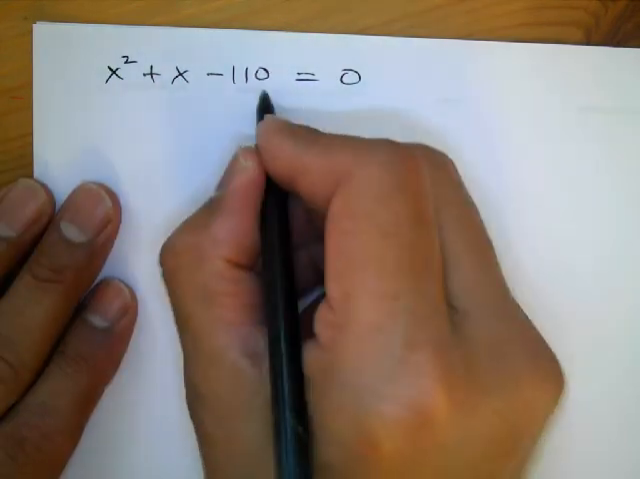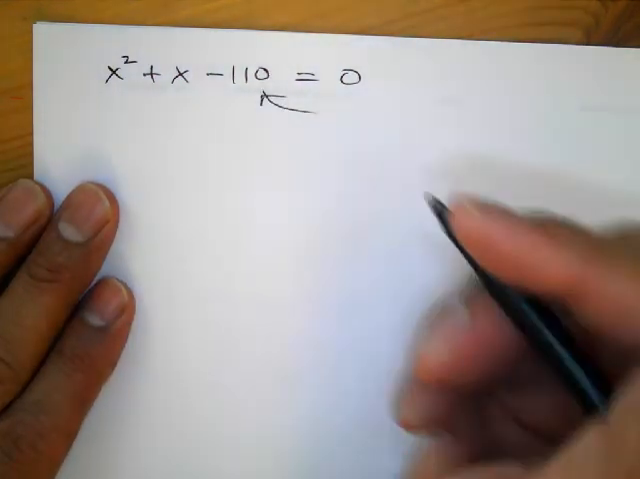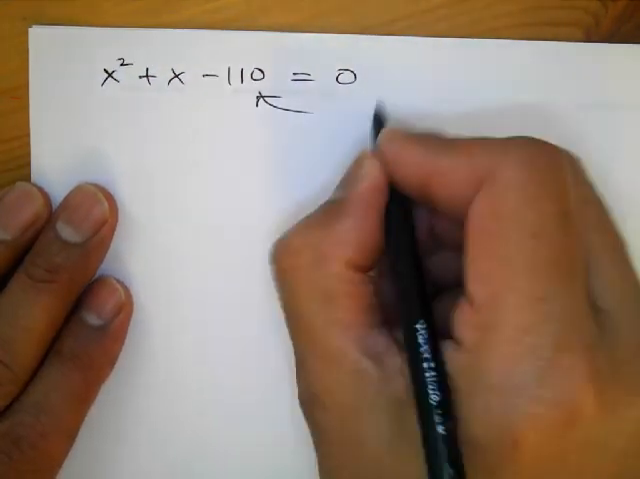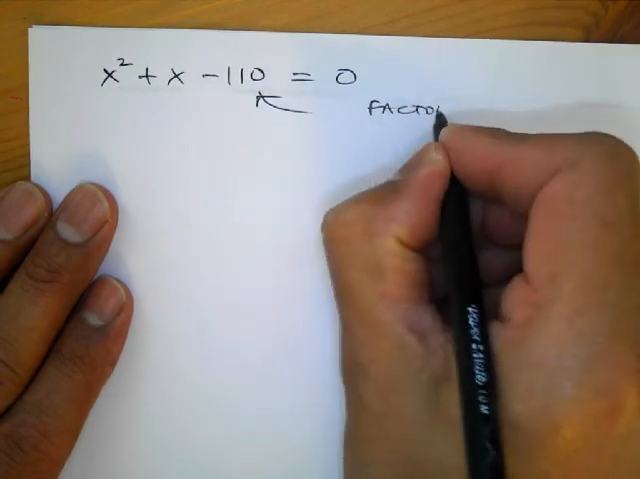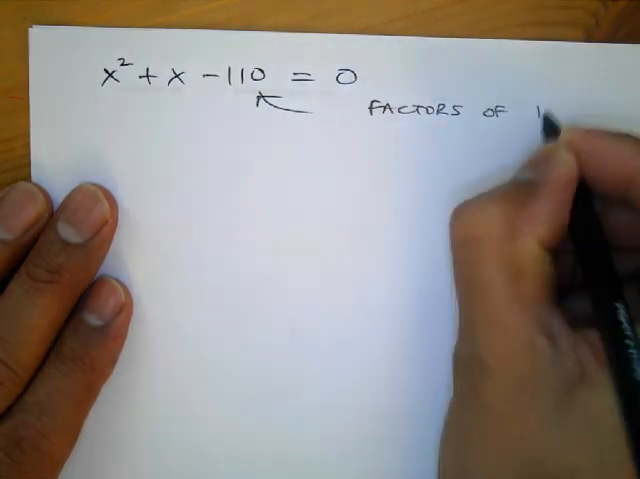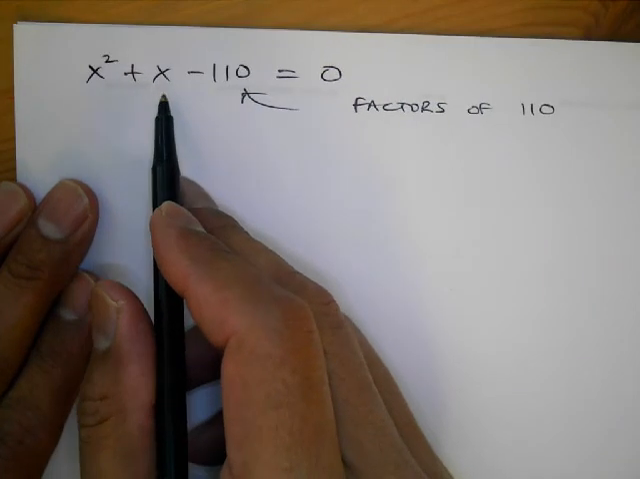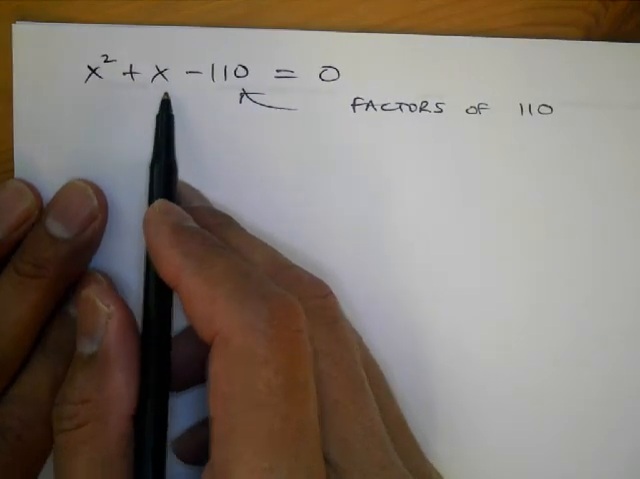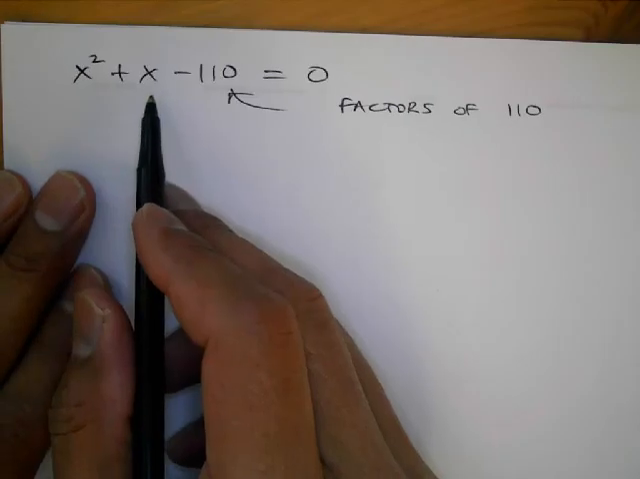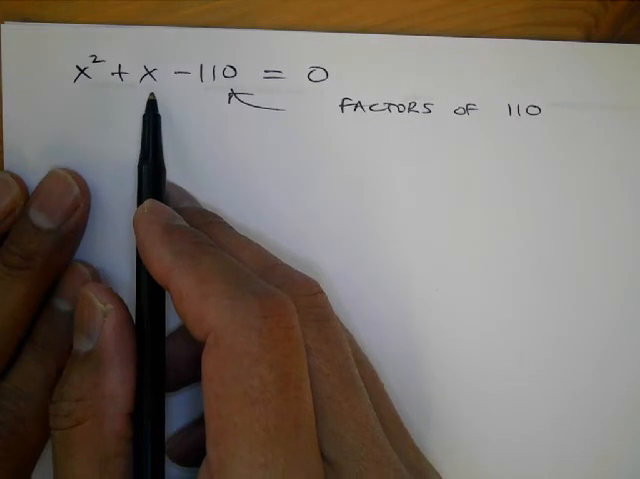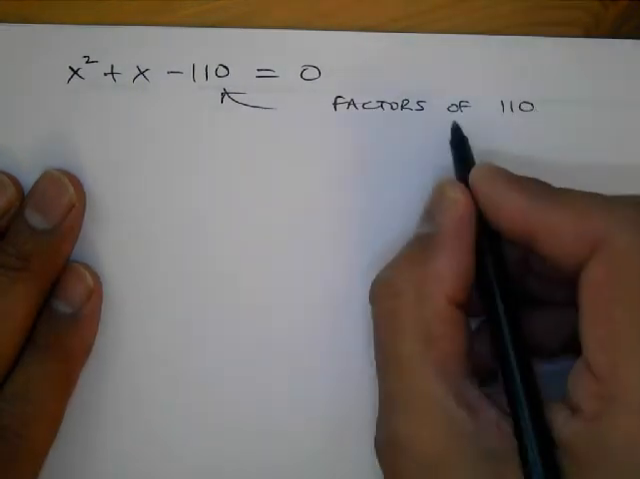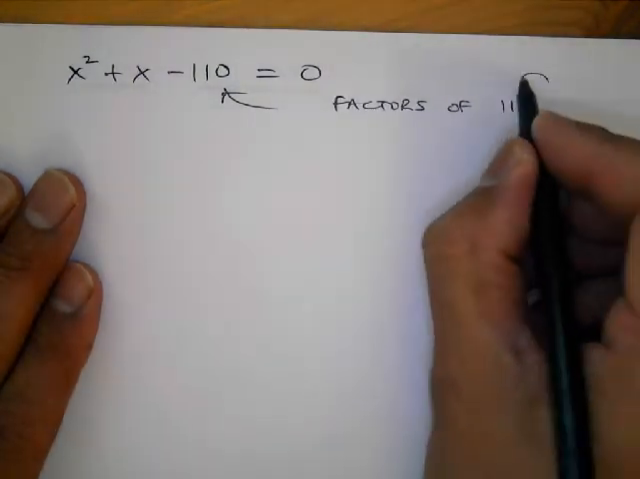For those of you that were with me in algebra 2 and we learned how to factor, right? What you got to do is look at this last number and find all the factors of 110. Factors of 110. If you don't remember factoring, you better go to YouTube or email me and I can put something up on Delta Math for factoring.